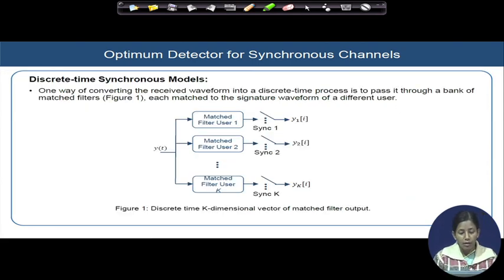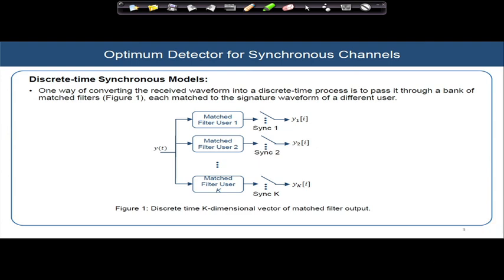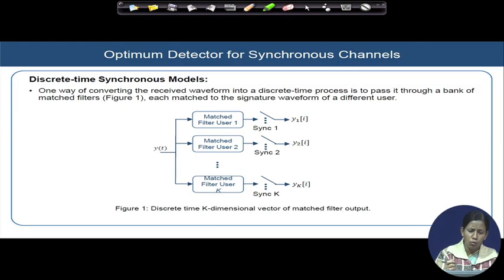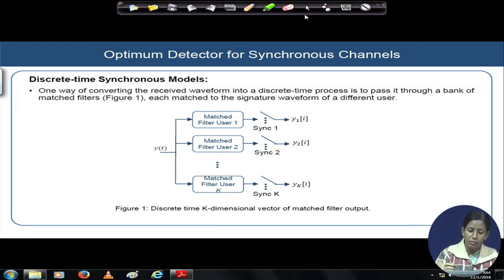This is a very well-known architecture that we have discussed several times when we talked about the receiver architecture of a spread spectrum communication system, as well as the CDMA, code division multiple access, receivers, and this is repeated once again.